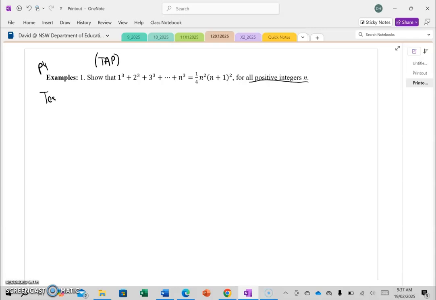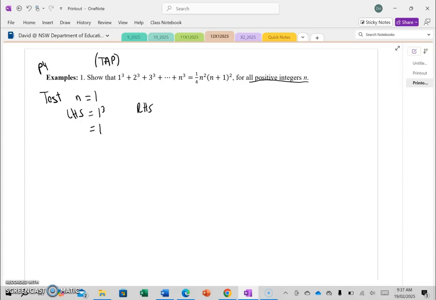So the first thing is to test the base case. And the lowest positive integer is n equals 1. So we're going to test n equals 1. Left-hand side: if n equals 1, that's going to end on a 1 cubed. So that's just going to be 1 cubed by itself, which is 1.